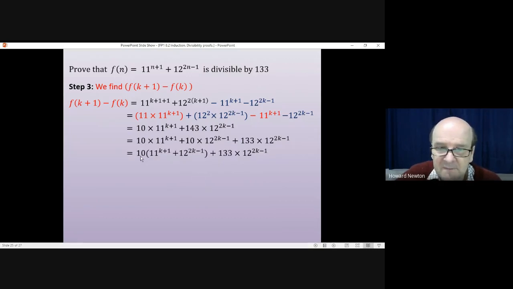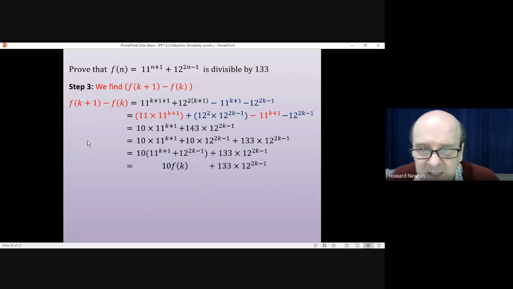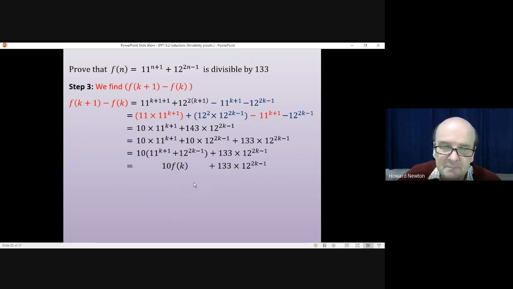The left-hand side can then factorize into this. The right-hand side we don't need to do anything with. And what we have here in the brackets is the expression for n equals k. So we've got 10 times f of k. You'll notice we're using function language on this question. It really makes no difference. Don't worry about that. They do change the notation, but the method works in exactly the same way. So we've got 10 times f of k plus 133 times this term.